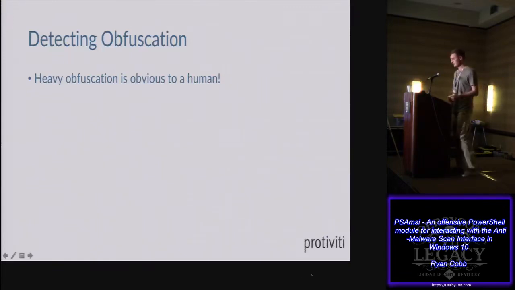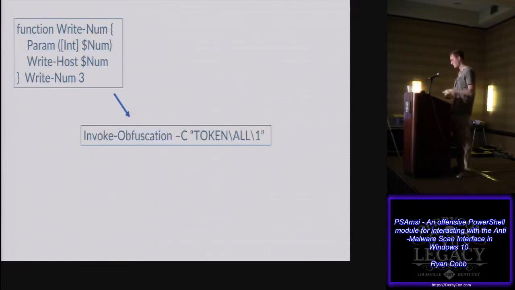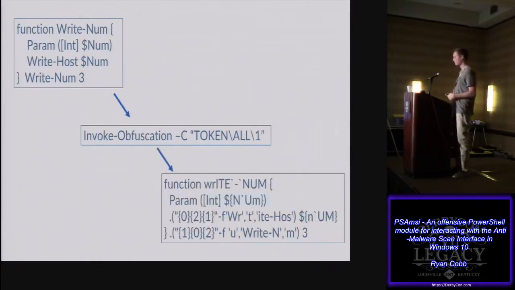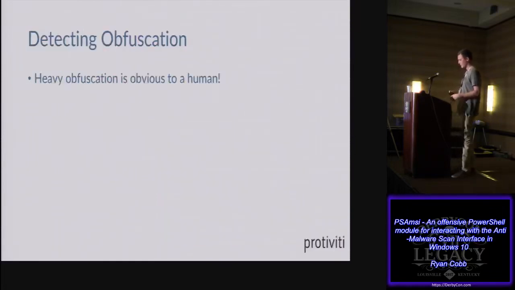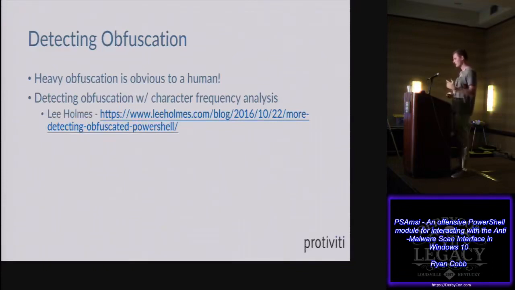The problem becomes when defenders get smart to all of this obfuscation nonsense and, instead of trying to match on just static AMSI signatures, actually try to detect obfuscation itself. The whole idea here is that heavy obfuscation is very obvious to a human. When they look at it, they can tell right away that it is obfuscated. Taking a look at an example of that script that we saw earlier, if we run it through Invoke-Obfuscation's Token All 1 command, this is an example of some output we might get. If you as a human took a look at that, you would instantly recognize it as obfuscated. You could tell that something just doesn't look right there.